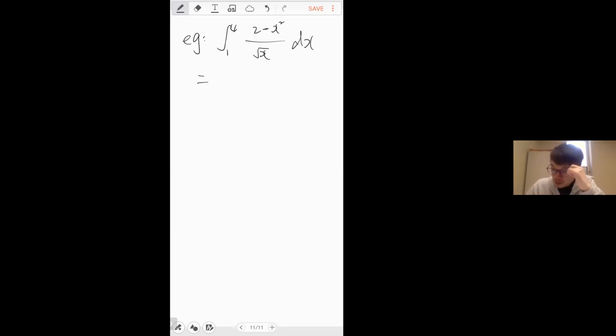Yes. So we can do this. Again, this is a fraction. The original question was the fraction of two functions. My point is you're not allowed to compute the integral of the top and the bottom separately. And so you have to do this. You have to split them into two parts. Then what?